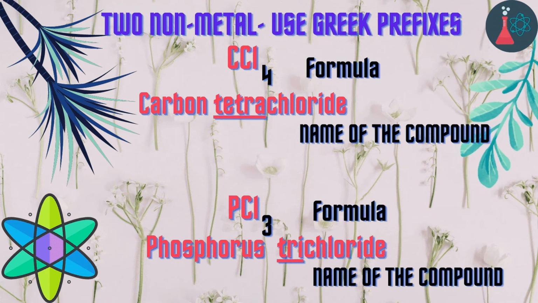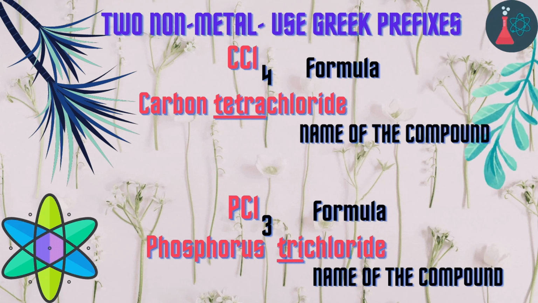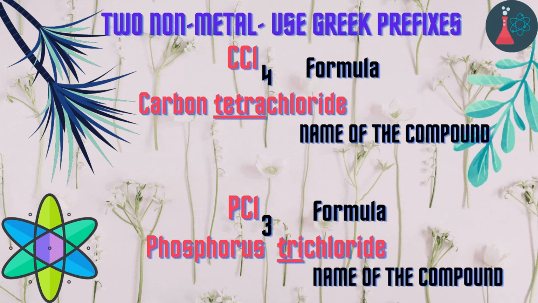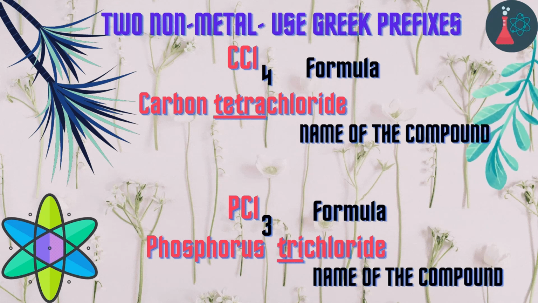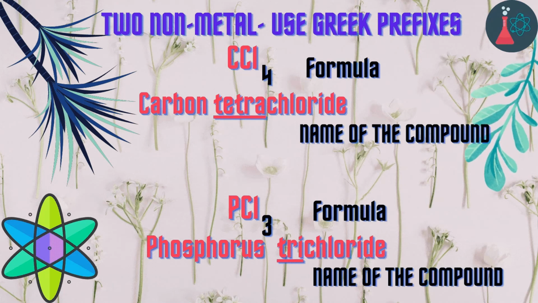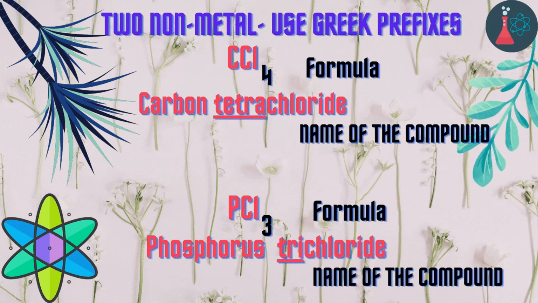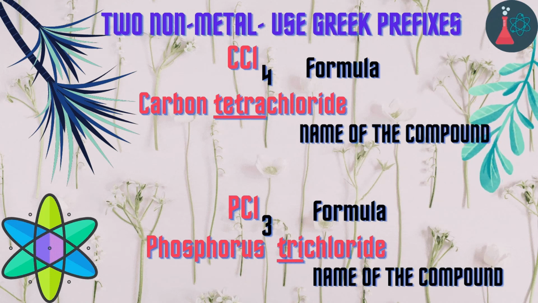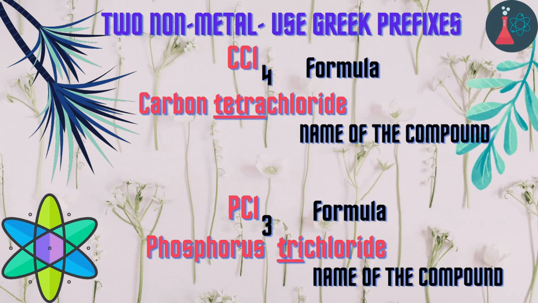Okay, next is a combination of two nonmetals. If the given is a combination of two nonmetals, don't forget to use the Greek prefixes. Our example number 1 is CCl4. How do you name CCl4? Since it is a combination of two nonmetals, you're going to use the Greek prefixes. What is the Greek prefix for 4? That is tetra. So CCl4 is carbon tetrachloride. How about PCl3?